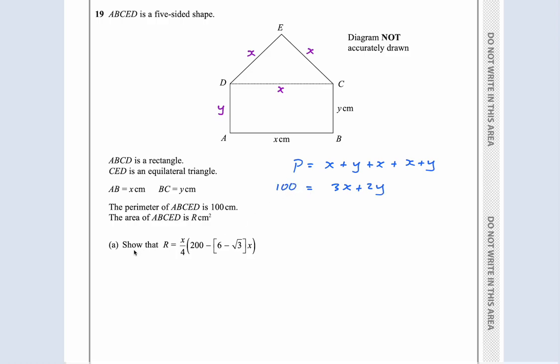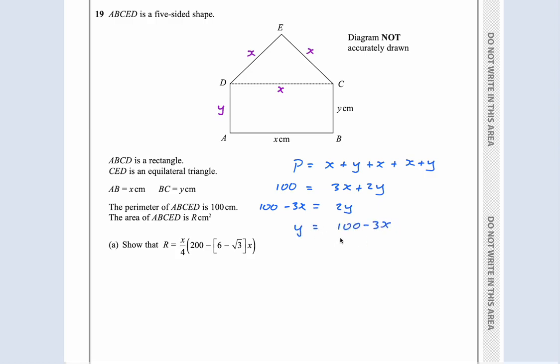Now note guys, in this area formula there is no y, so I'm actually going to write y in terms of x. So I'm going to say 2y is equal to 100 minus 3x, and then y is equal to (100 minus 3x) over 2.